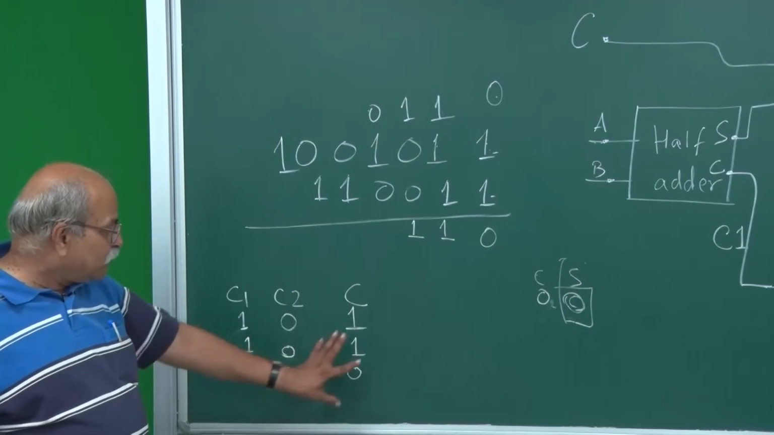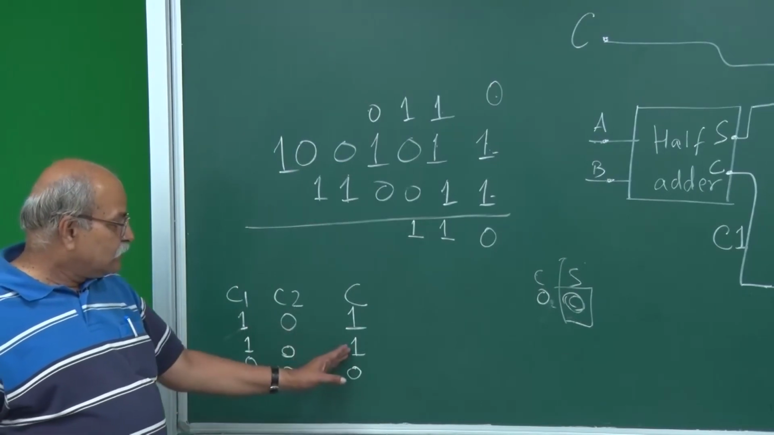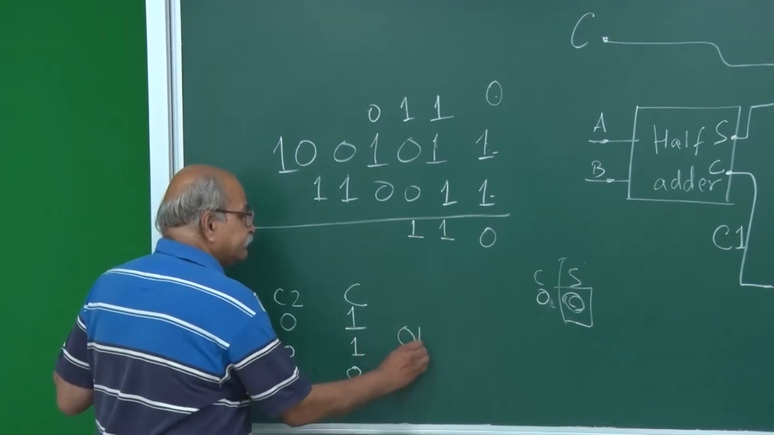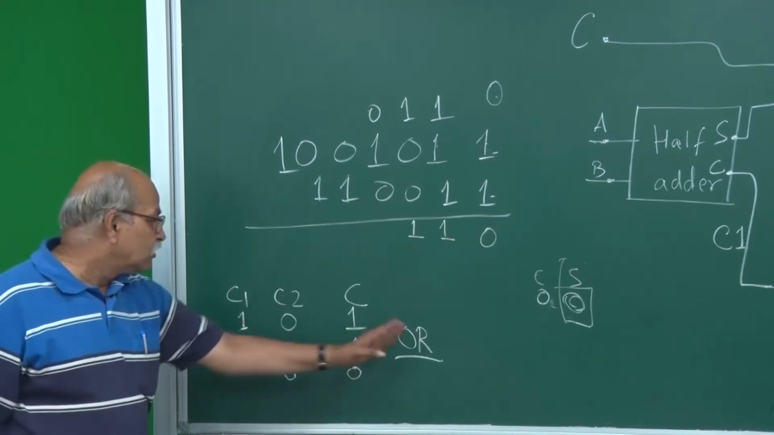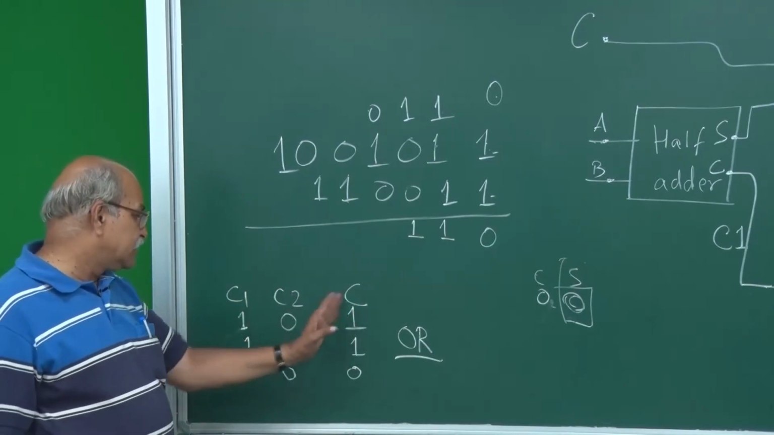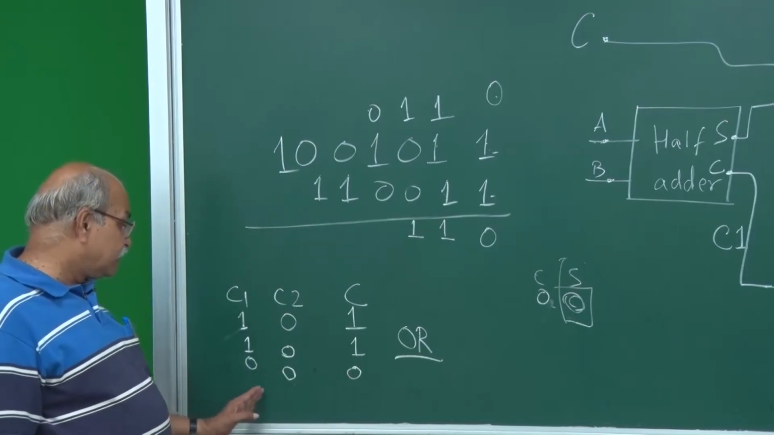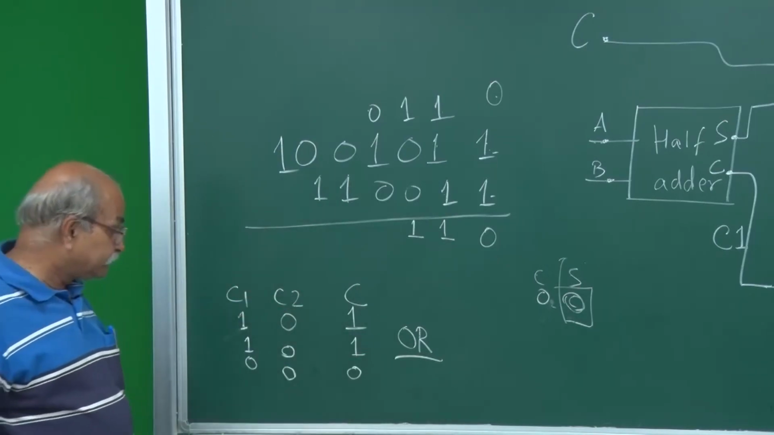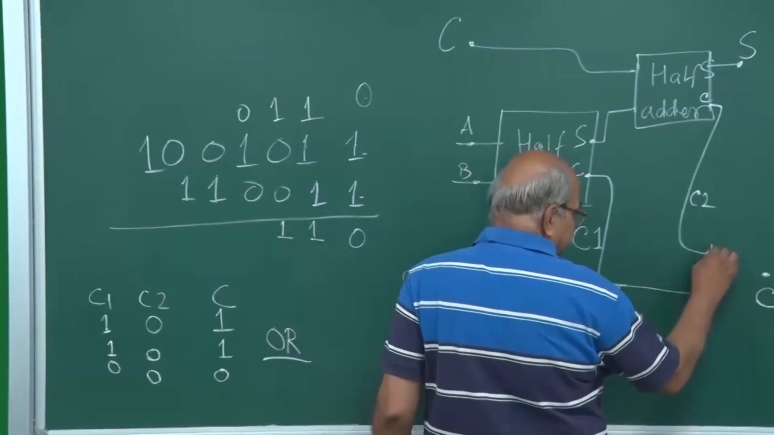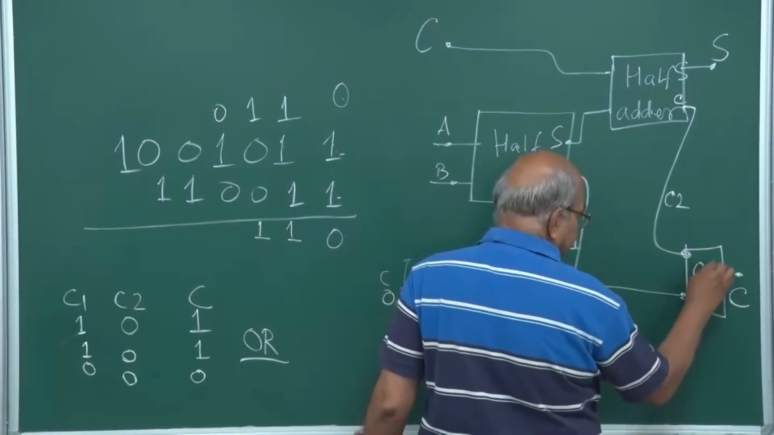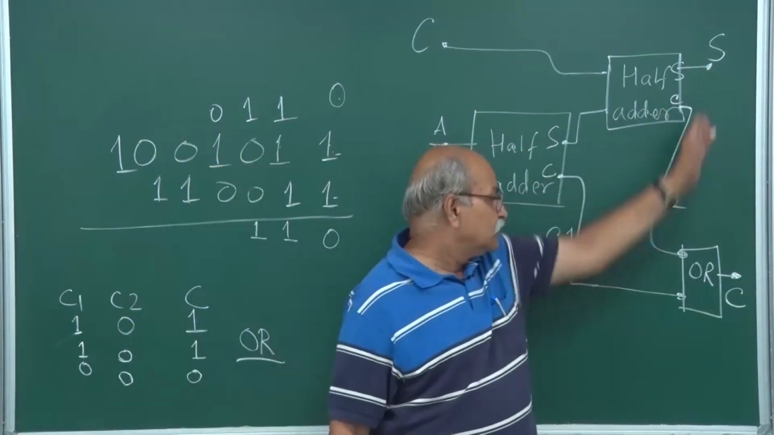But if you look at these things, this can be implemented using an OR circuit. If you do C1 or C2, then you will get this C. 1 0 gives you 1, 0 0 gives you 0, and 1 1 will also give you 1. So here I have to put in an OR circuit, and that output will be the final C. So you have final S, you have final C.